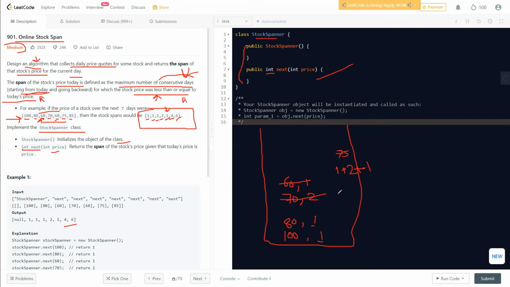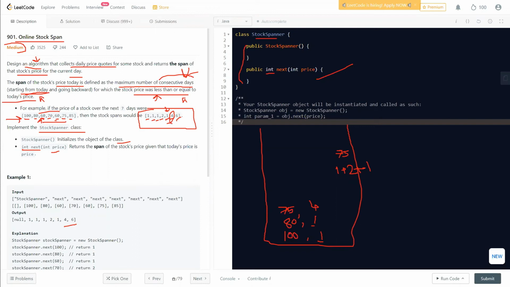So 1 was there, so we'll pop these 2 elements. Let me just erase them. So we just pop this element and then we are adding 75 in our stack, right? See, 75 with 4. Exactly 4 was there, if you just notice over here, right? And then we find 85.